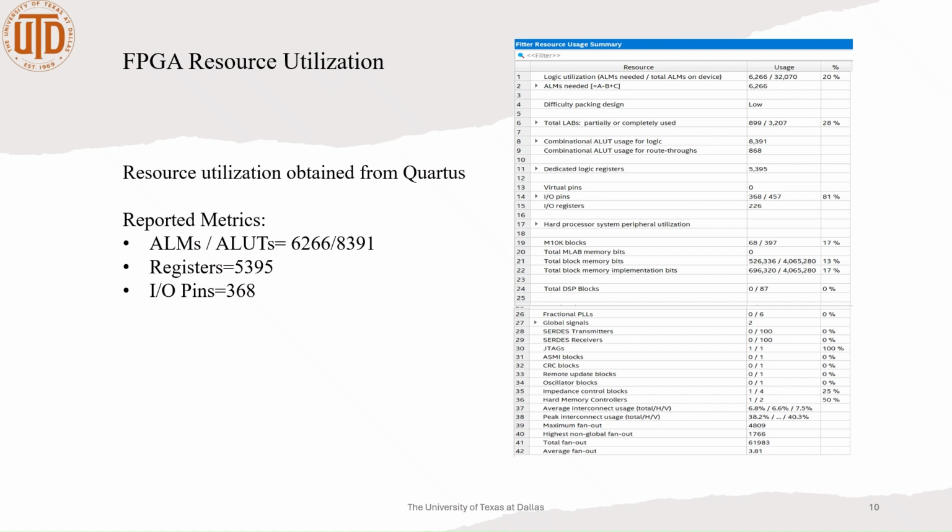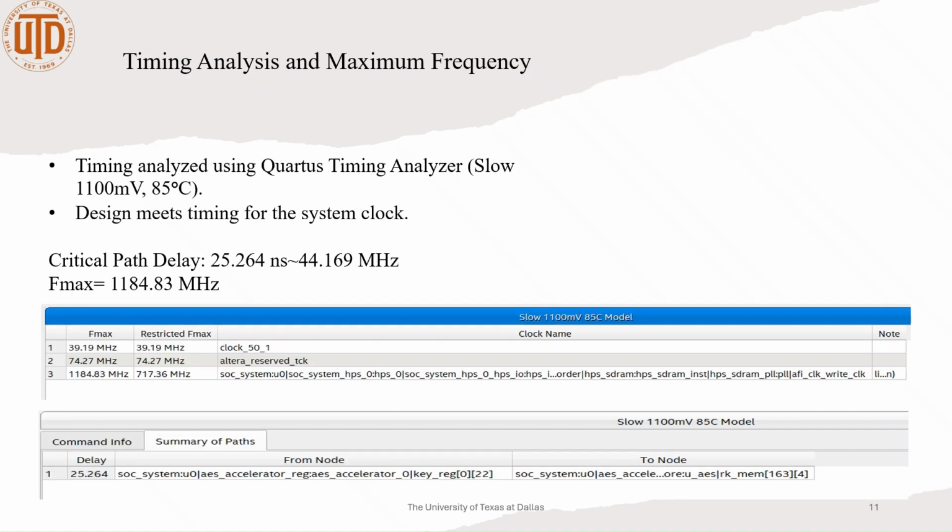So here's the FPGA resource utilization. It shows the Quartus resource utilization report. The design uses a moderate number of ALMs and registers with no DSP blocks. Overall resource usage is reasonable for an AES 128 accelerator.